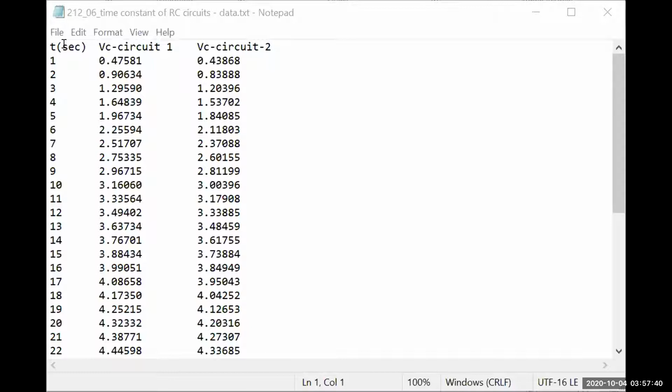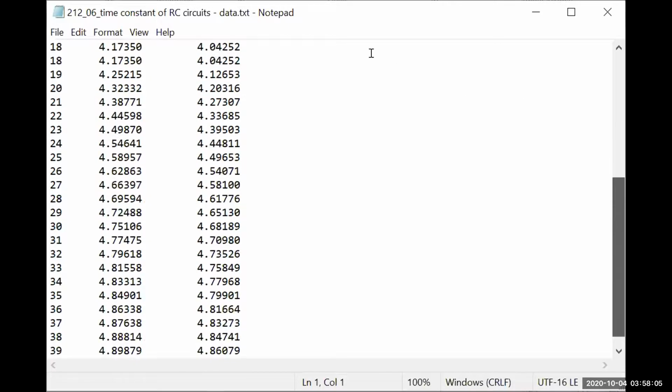The data will be in a text file. The first column indicates time, from 1 second all the way to 40 seconds. The first circuit has C equal to 1,000 microfarad and R equal to 10 kilo ohm. That is your circuit one, and this is the voltage across the capacitor.